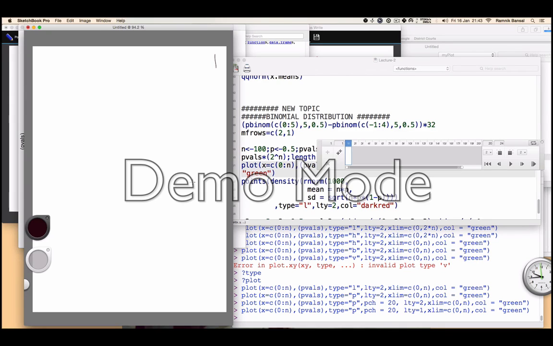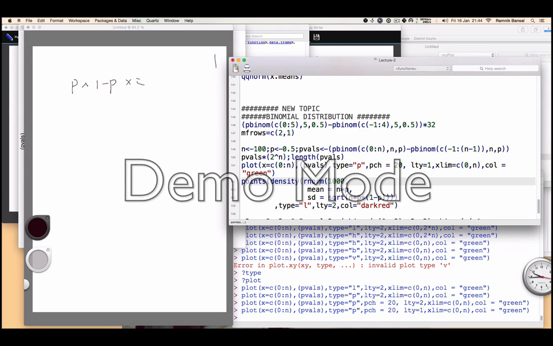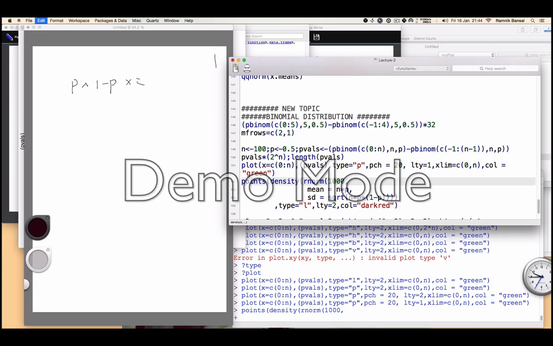Okay, so the approximation will be given by the square root of p into 1 minus p into n. This is what I'm going to be using. I said let me have 1000 random variables generated by a normal distribution, where the mean is equal to n into p, with p and n from here, and the standard deviation as this. Now, as I execute this line of code, let's see what we get.